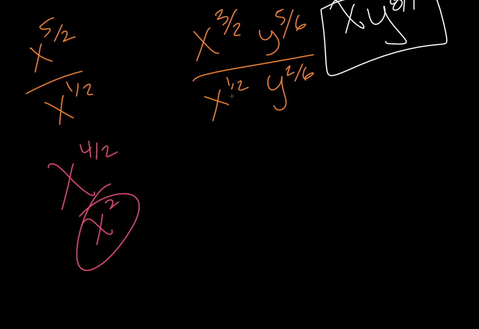Okay, 3 minus 1 is going to be 2, so we have 2/2. 5 minus 2 is going to be 3. And both of those we can reduce. So 2 over 2 is 1. 1 is redundant, so we just write x. And then 3 over 6 is 1/2.